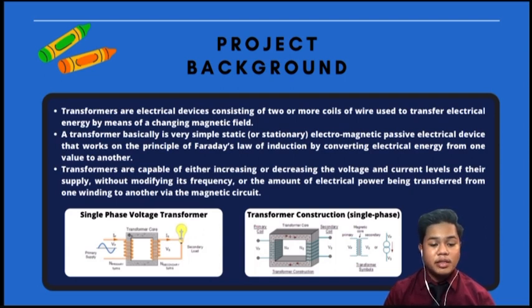A single phase transformer can operate to either increase or decrease the voltage applied to the primary winding. When a transformer is used to increase the voltage on its secondary winding with respect to the primary, it is called a step-up transformer. When it is used to decrease the voltage on the secondary winding with respect to the primary, it is called a step-down transformer.